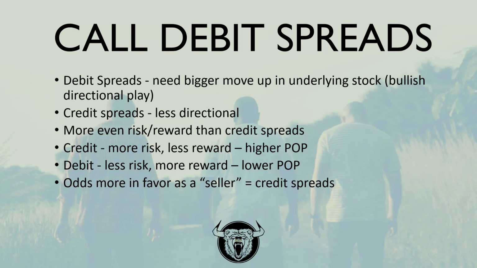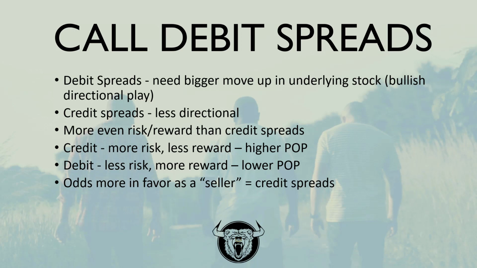A put credit spread would be the inverse of a call debit spread. You just need the stock to move up slowly or trade sideways. Whereas with a call debit spread, again, you need a bigger move directionally. So this is where it becomes a little bit more risky, because you have to choose the direction of the stock more. Credit spreads are less directional. You do get more of an even risk reward with a debit spread than you would with a credit spread.